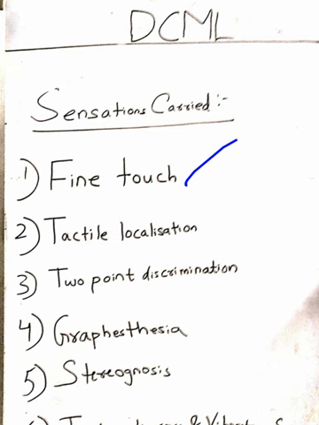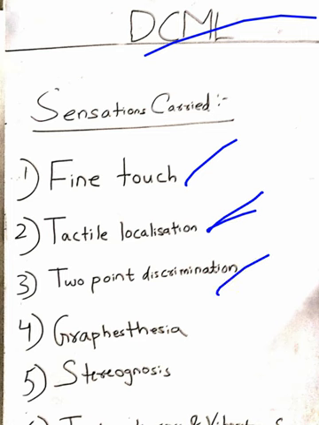For an object having such a small surface area to be perceived by the brain, you require an intact DCML pathway. Then there is tactile localization. Tactile localization is, suppose your eyes are closed and someone touches your right index finger. With an intact dorsal column pathway, you should be able to lift your left hand and locate that particular part where you have perceived that sensation. That is called tactile localization, which is a function of the dorsal column pathway.